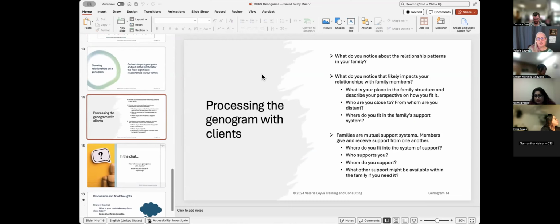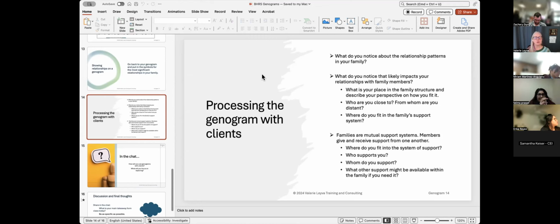So once you get that relationship pattern information into the genogram, you can start processing that. So I noticed this pattern here from this generation to this generation. I noticed this pattern here across all your siblings. How do you explain that, or what do you think about that? What is your place in the family structure, and what is your perspective of how you fit in it or you don't fit in it? Who are you close to? Who are you distant from? Where do you fit in the family support system?